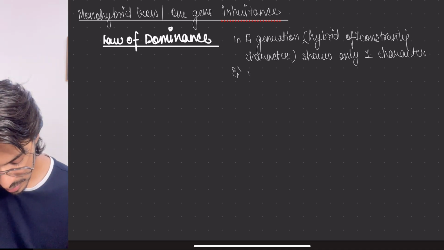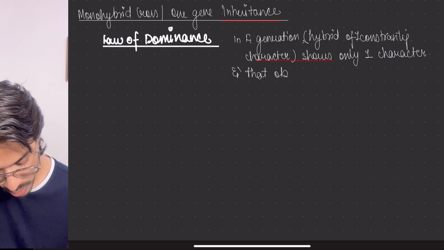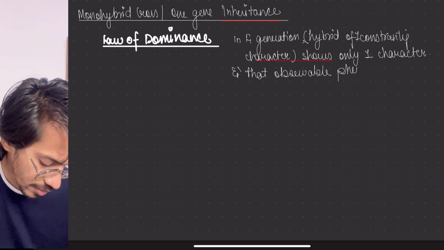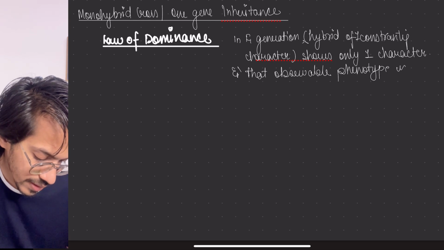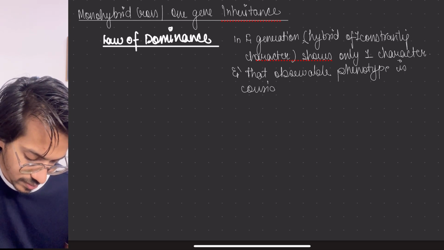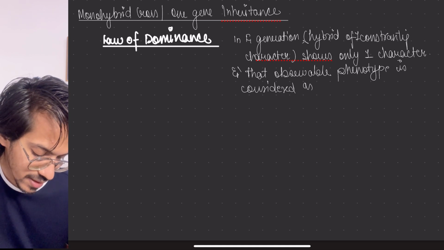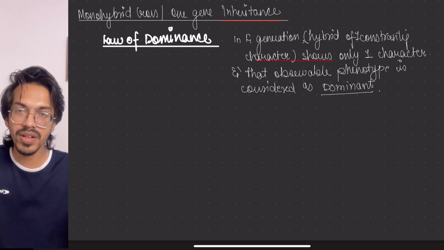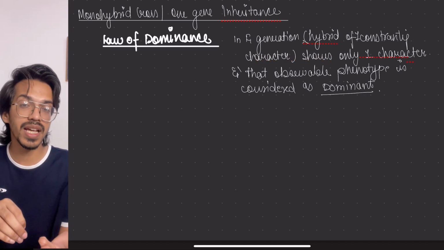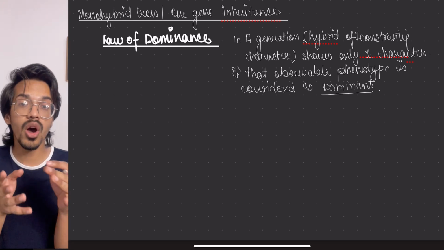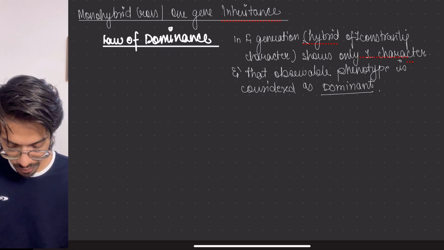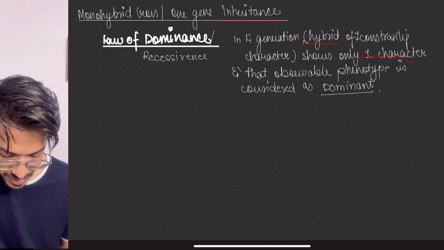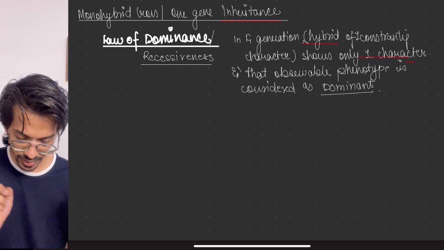and that observable phenotype, meaning the physical appearance of the thing, that observable phenotype is considered as dominant, whereas the other would be recessive. So it can also be written vice versa. The thing which is not being seen is known as the law of recessiveness. True. So law of dominance or law of recessiveness, it means the same. Okay, this thing is there.